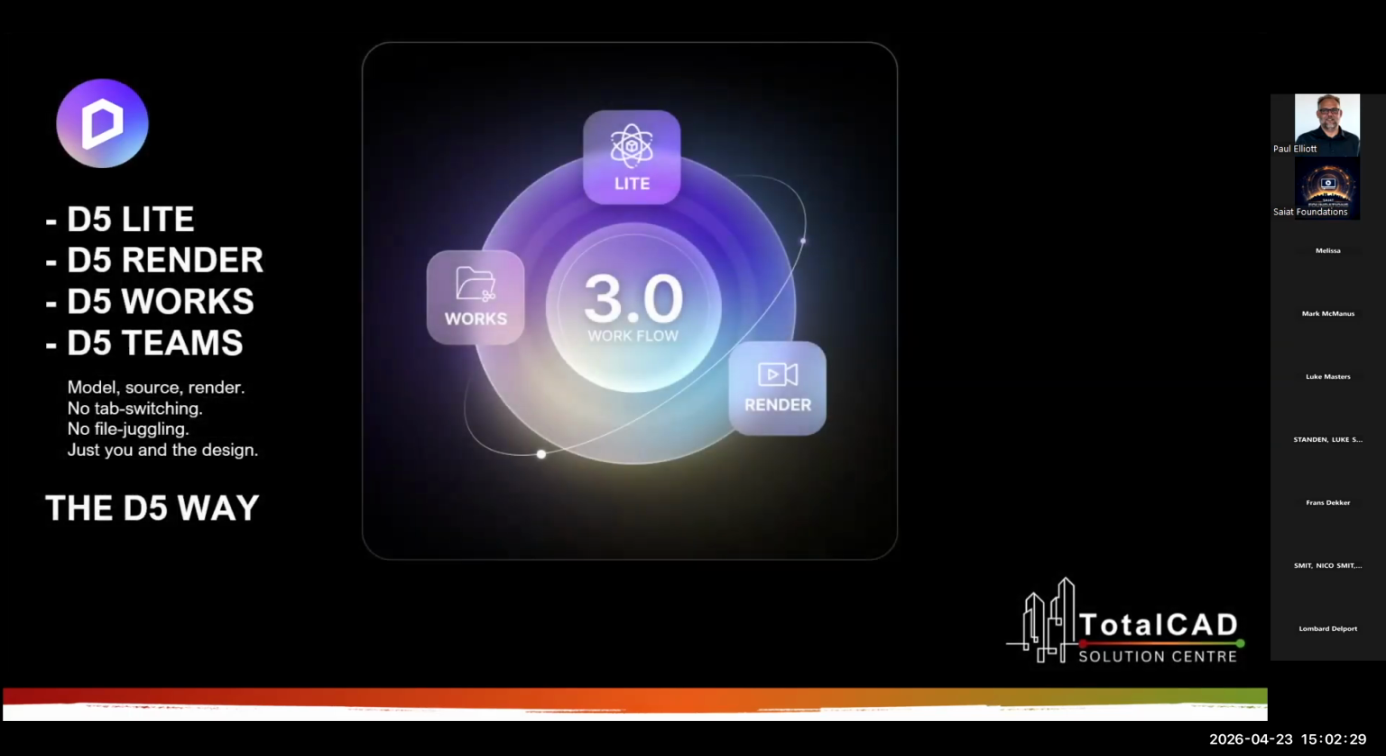So D5 currently consists of various features and aspects, mainly D5 Lite, D5 Render, D5 Works, and D5 Teams. We will run through each of these aspects and do the best we can to cover as many of the features as possible within the hour, showcase some of the mind-blowing AI features, but just know that there is far too much for us to go through within such a short period of time, but we will do our best.